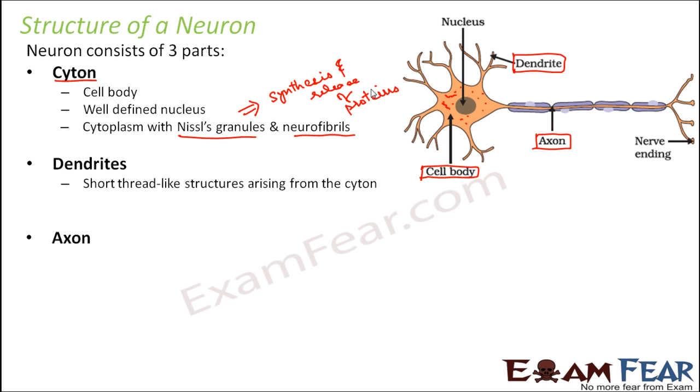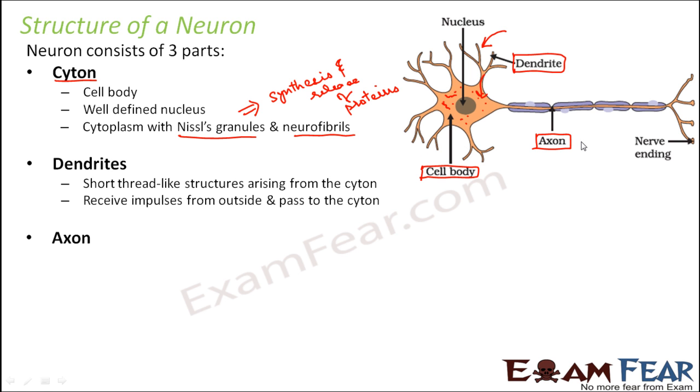Let us talk about dendrites. Dendrites are short thread-like structures arising from the cyton. They are not very long, but they are also an extension of the cytoplasm of the cell body. They are projections from the cell body. They receive impulses from outside and pass them to the cyton, that is, the cell body. That is their function.